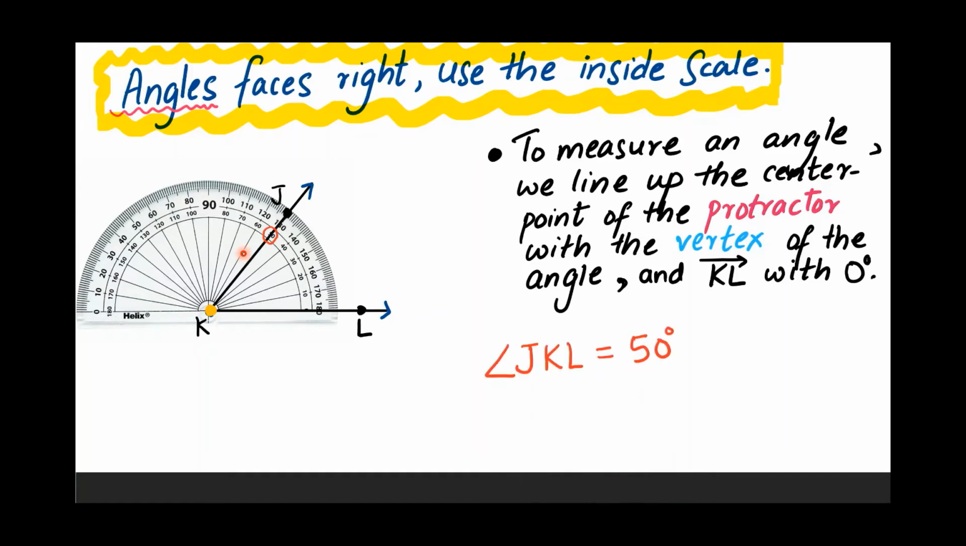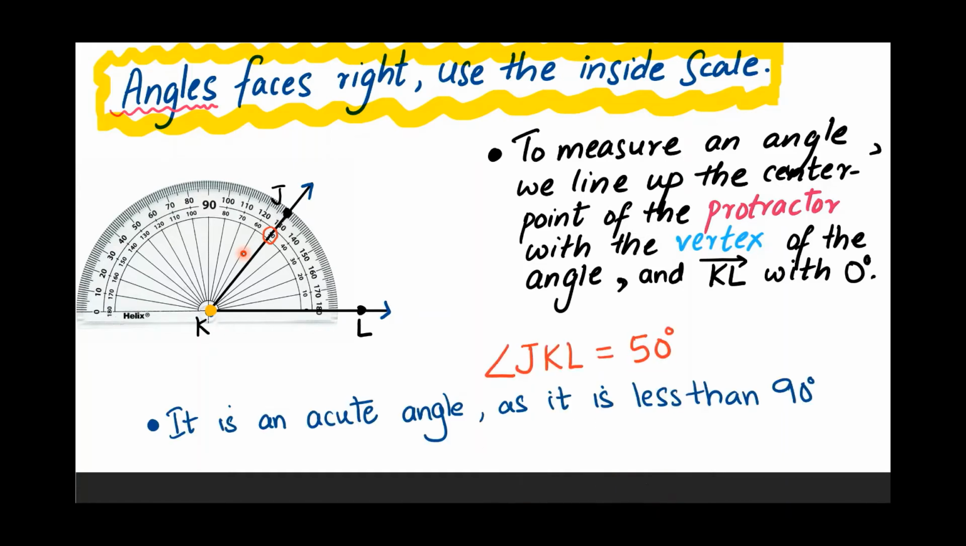Angle JKL equals 50 degrees. It's an acute angle as it is less than 90 degrees, right? You can see here, we have learned this, right? That all the angles which are less than 90 degrees are acute angles, and 50 degrees is an acute angle.